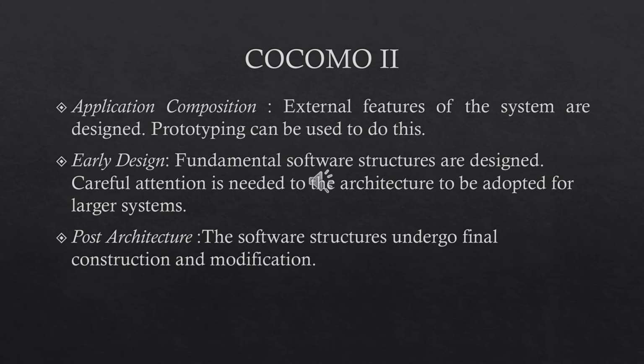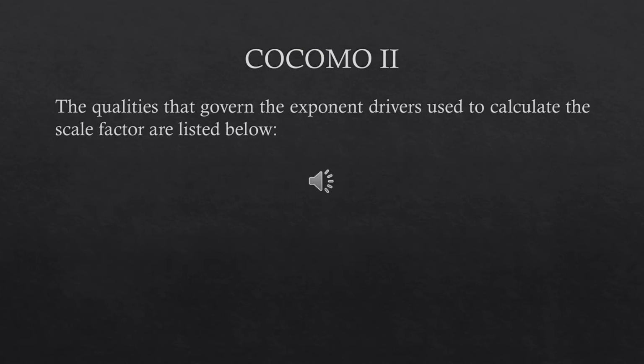At the early design stage, function points are recommended as the way of gauging a basic system size. A function point count might be converted to a source line of code equivalent by multiplying the function points by a factor for the programming language that is to be used. The qualities that govern the exponent drivers used to calculate the scale factor are listed below.